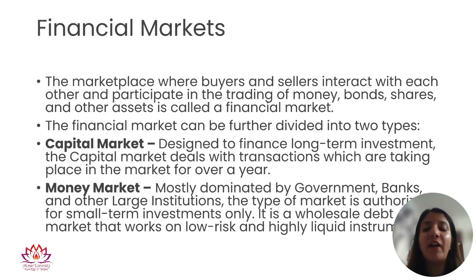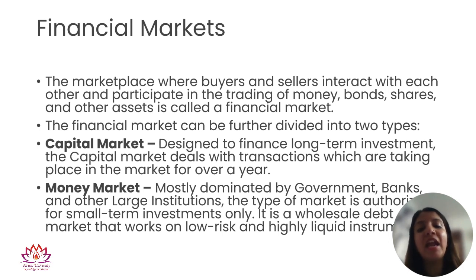The fourth and last component of the financial system is financial markets. A financial market is a place where buyers and sellers interact with each other and where financial instruments or financial securities are dealt. The various buyers and sellers participate in the trading of money, bonds, shares and other assets, and such a place, such a framework, such a setup is known as a financial market. Financial market is divided into two types. First is capital market and the other is money market.